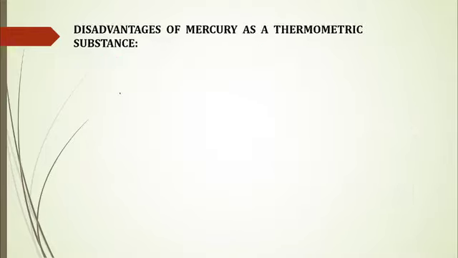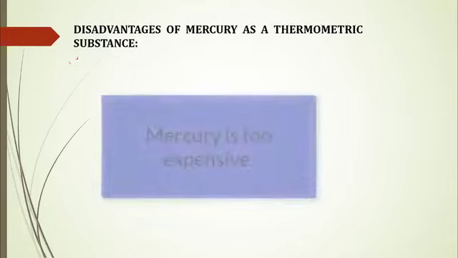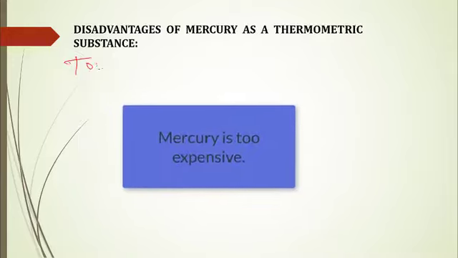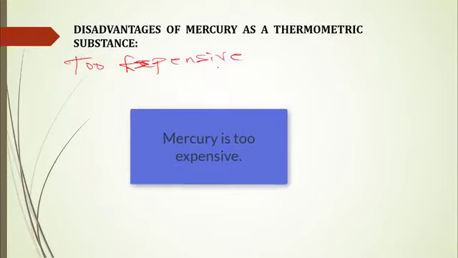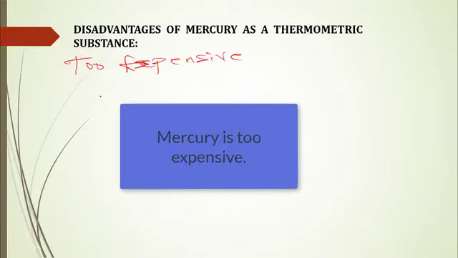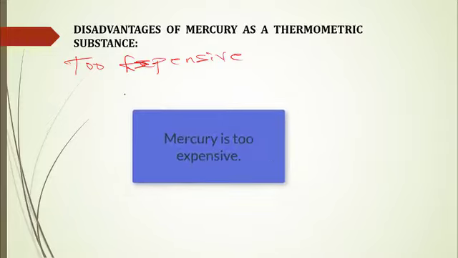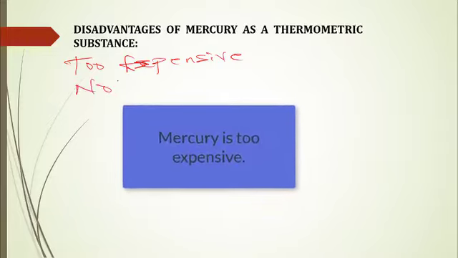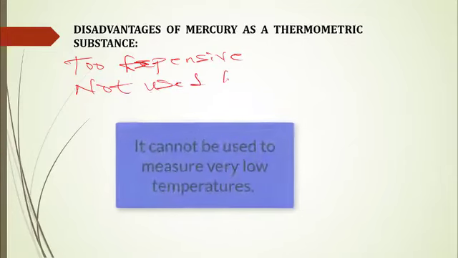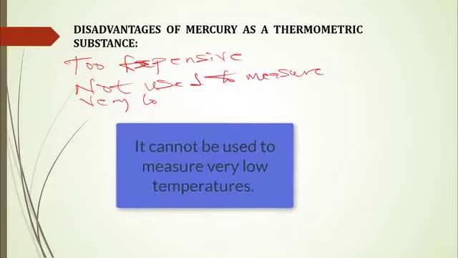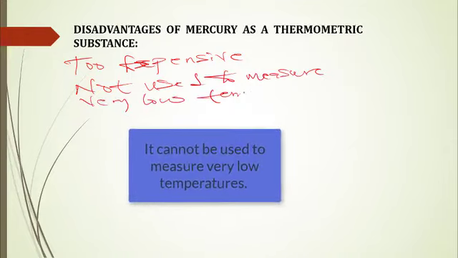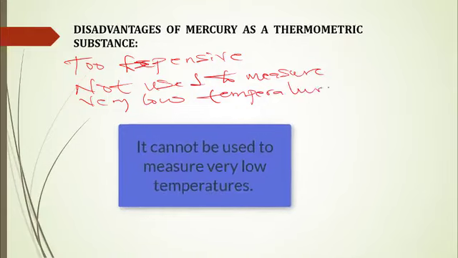Now let's look at the disadvantages of mercury. Everything that has an advantage also has a disadvantage. The first one is that mercury is too expensive. It is not something that you just go to the market and buy the same way you buy water. It is very expensive. And another disadvantage is that it cannot be used to measure very low temperatures.